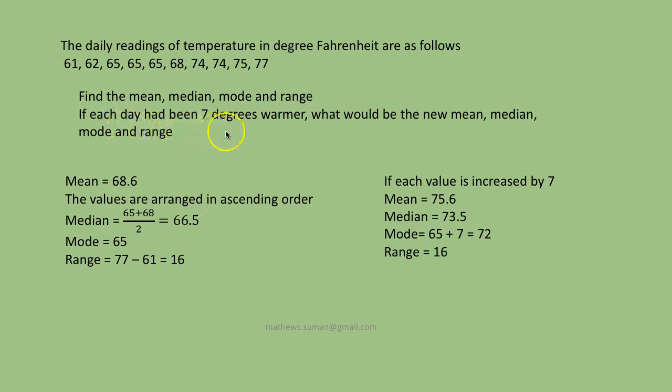If each day had been 7 degrees warmer, what would be the new mean, median, mode and range? If each value is increased by 7, the new mean would also be increased by 7, so it would be 68.6 plus 7, which is 75.6. So also the median increased by 7 would be 73.5. The mode would be 65 plus 7, which is 72. The range remains the same because the highest value minus the lowest value remains 16.